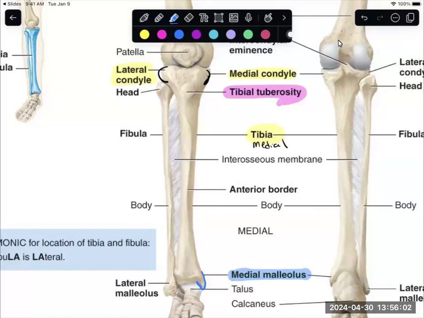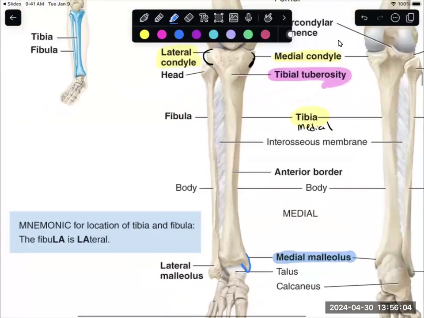Fibula. The fibula, this mnemonic for tibia and fibula down here, the location of the tibia and the fibula. The fibula is lateral. So this fibula here is the lateral side of the bone. This bone does not carry any weight. It has muscles that attach to it, but there's no actual weight that this fibula is carrying.